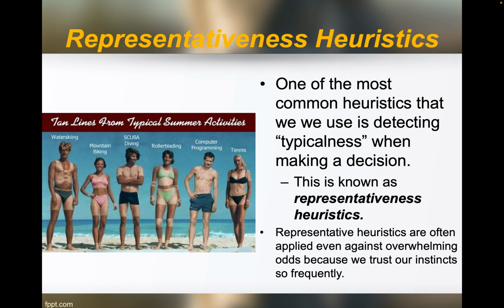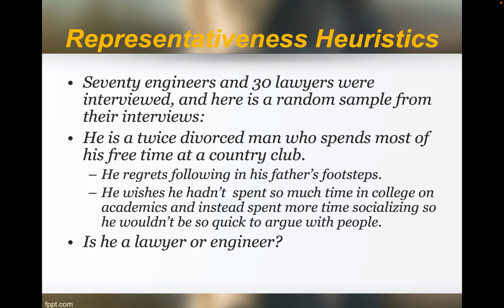Anyway, representative heuristics. Seventy engineers and 30 lawyers were interviewed, and here is a random sample from their interviews. He is a twice-divorced man who spends most of his free time at a country club. He regrets following in his father's footsteps. He wishes he hadn't spent so much time in college on academics and instead spent more time socializing so he wouldn't be so quick to argue with people. Is he an engineer or is he a lawyer?